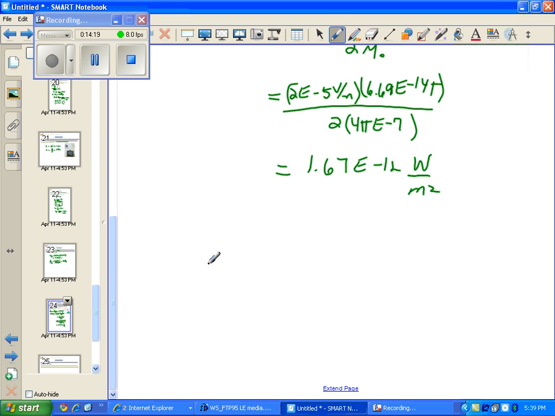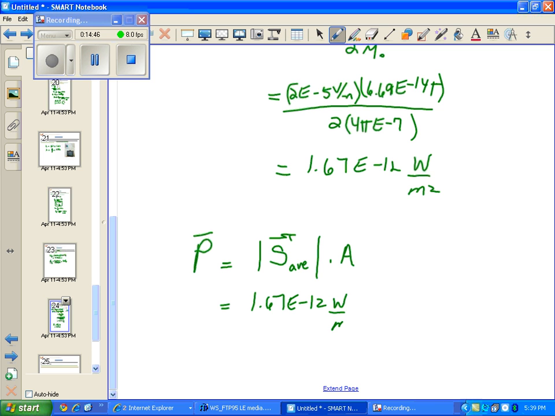And the last question says, what is the power? In other words, what is the rate of energy flow of this light? And recalling the relationship that the average Poynting vector, or the intensity of the light, has to power, it's power divided by area. Here we take that intensity, 1.67 e to the minus 12 watts per meter squared, multiply it by the area of the dish antenna.